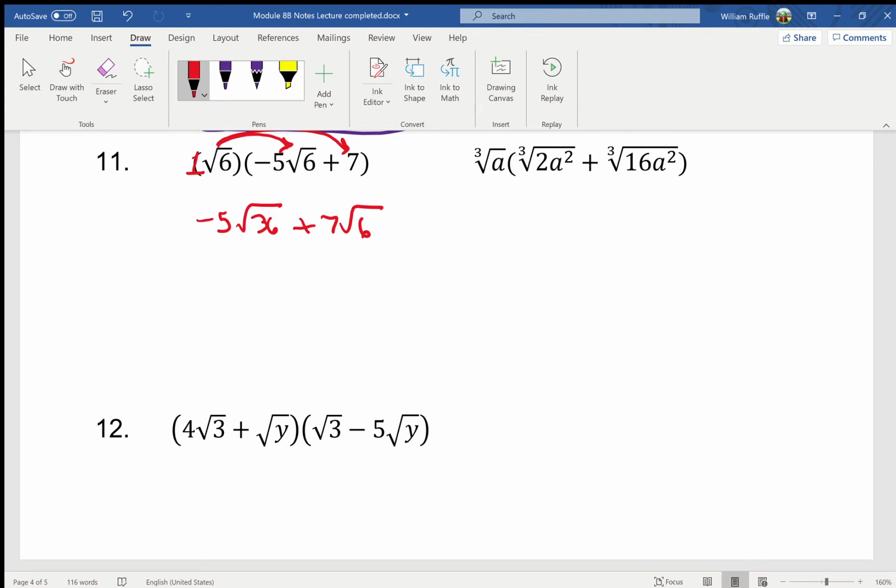Now, from here, we can do a little simplifying. The square root of 36 is really 6, so -5 times 6. So that's -30 plus 7 square root 6.